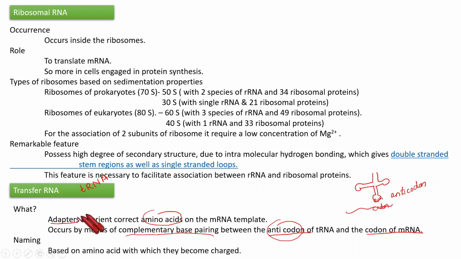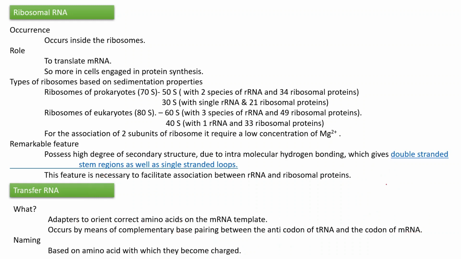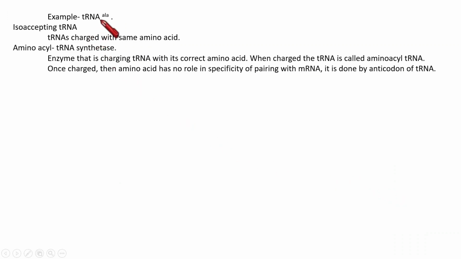Okay. Then how can we name a transfer RNA? We can name the transfer RNA based on the type of amino acid charged to it or loaded to it. Suppose this tRNA is charged with the amino acid alanine. Then this tRNA will be known as alanyl tRNA. We can write that in this way: alanyl tRNA. That means this tRNA is charged with alanine, so this tRNA can carry alanine against the correct codon in the mRNA.